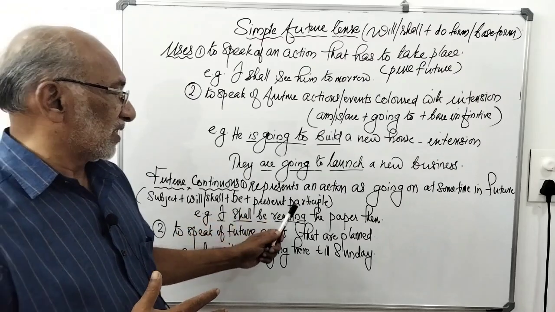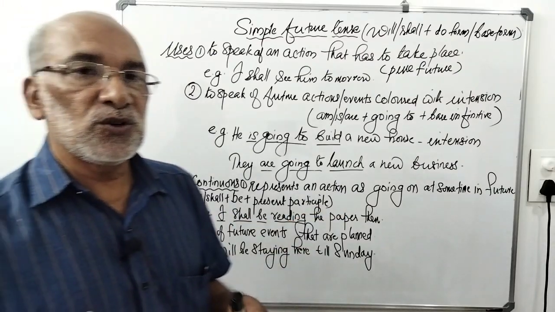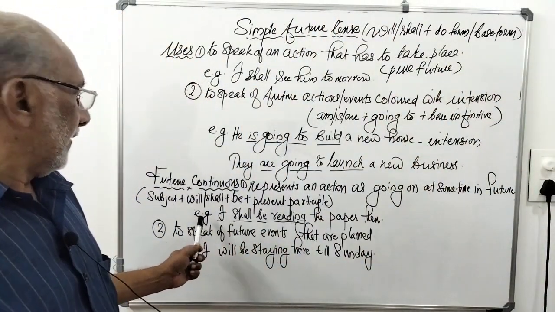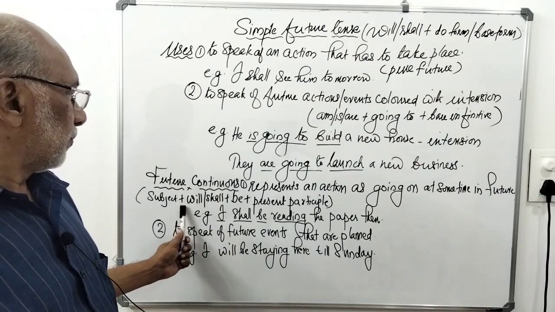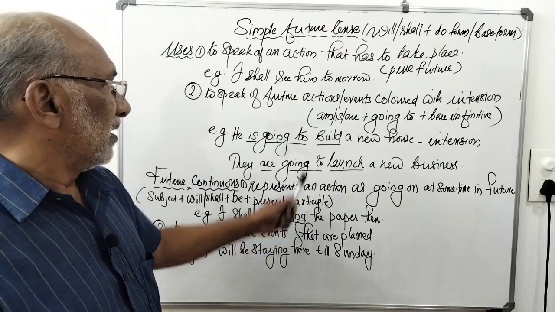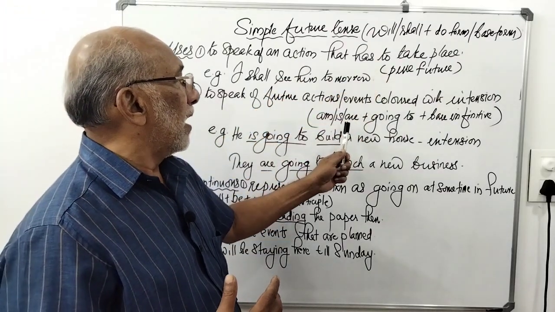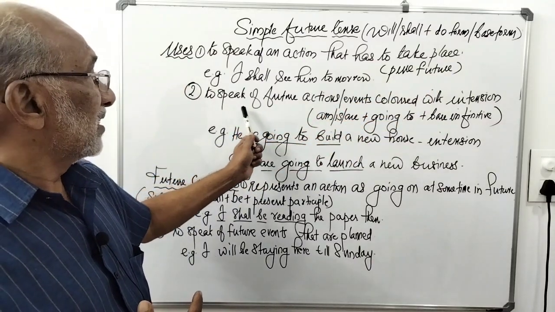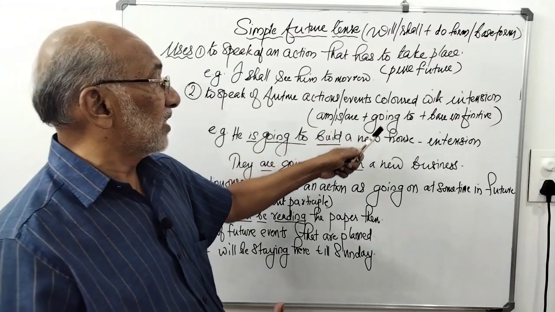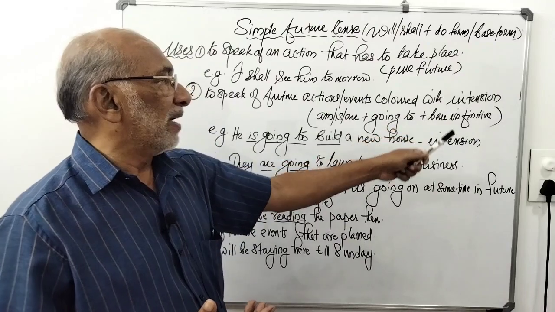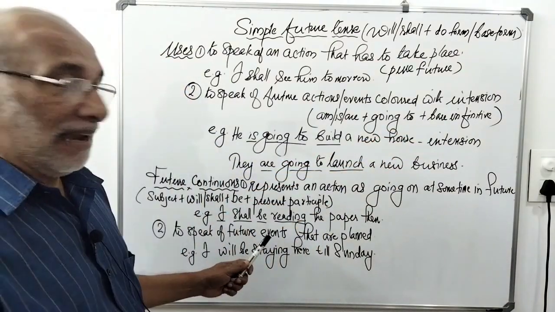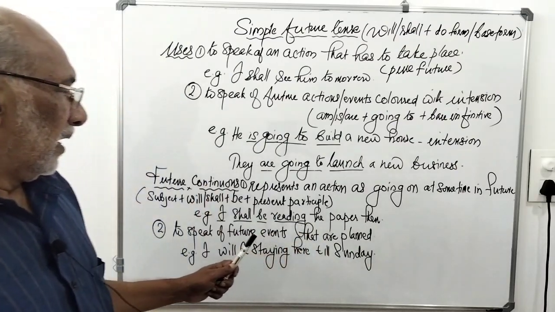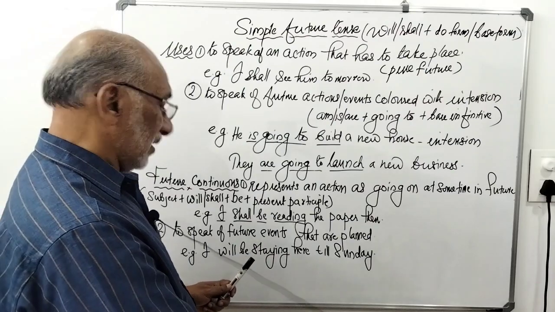next one, and that is future continuous tense. It represents an action as going on at some time in future. We just speak about a point of time in future and say that an action is going on there, continued there. And here the structure or the form of the sentence will be subject plus will or shall plus be plus present participle. In simple future, we said is, am, are, one of these. The normal procedure will be will or shall plus do form or the base form of the verb. In the structure for future actions or events colored with intention, we use one of these, am, is, are plus going to plus bare infinitive. But here, we use be itself. Subject plus will or shall plus be plus present participle. That is the structure of a sentence in future continuous tense.